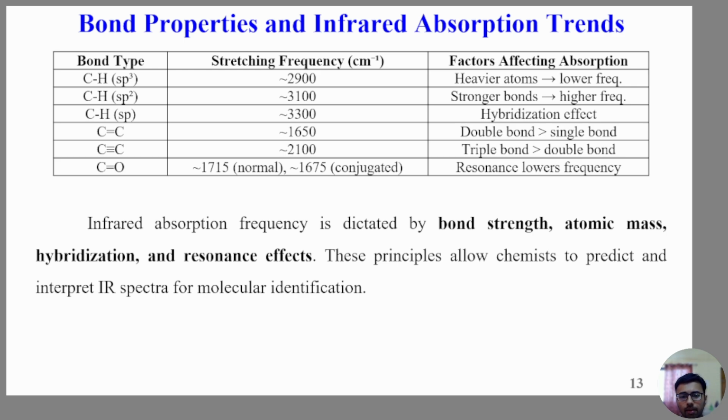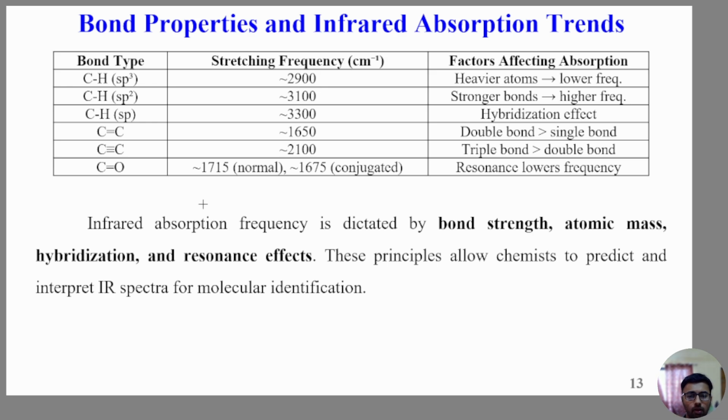Now let us examine the effect of bond order. The bond order refers to the number of shared electron pairs between atoms. A single bond has a bond order of 1, a double bond has a bond order of 2, a triple bond has a bond order of 3. As bond order increases, bond strength increases. And according to Hooke's law, stronger bonds vibrate at higher frequencies.